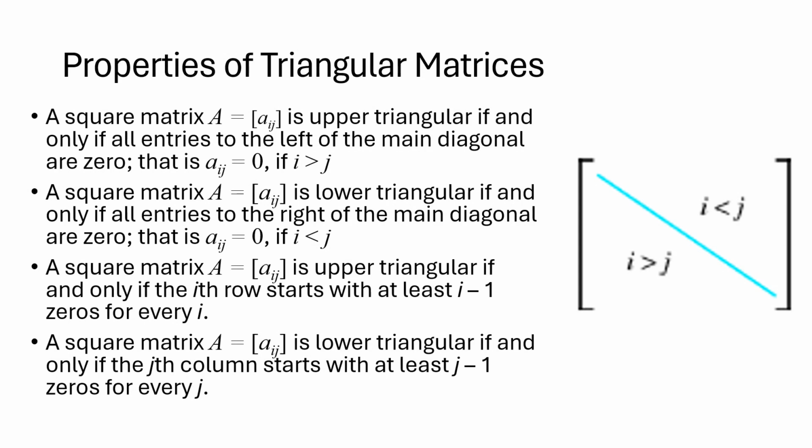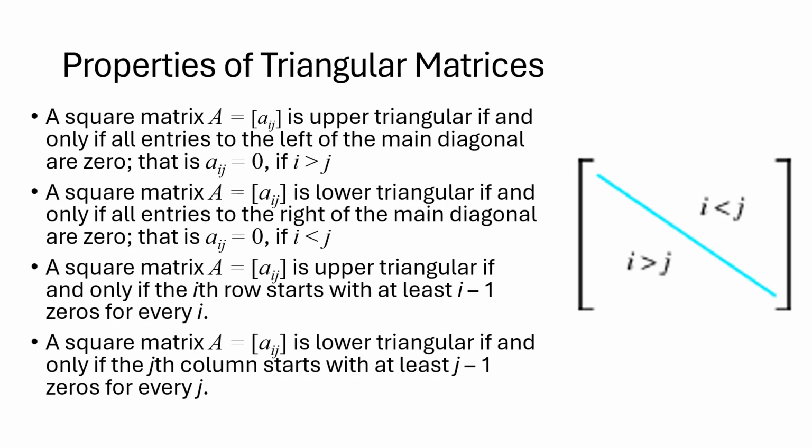So let's have the properties of triangular matrices. These are four facts about triangular matrices that we will state without formal proof. A square matrix A, the matrix a sub ij, is upper triangular if and only if all entries to the left of the main diagonal are zeros. That is, a sub ij is equal to 0 if i is greater than j. A square matrix A, the matrix a sub ij, is lower triangular if and only if all entries to the right of the main diagonal are 0. That is, a sub ij is equal to 0 if i is less than j.